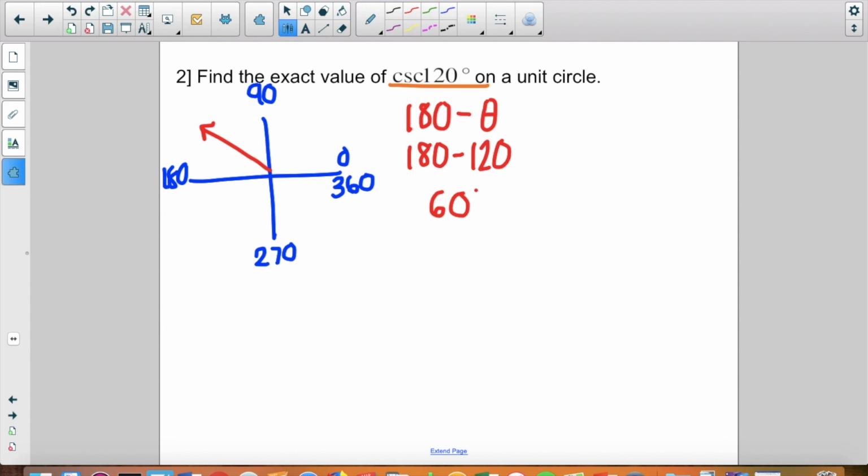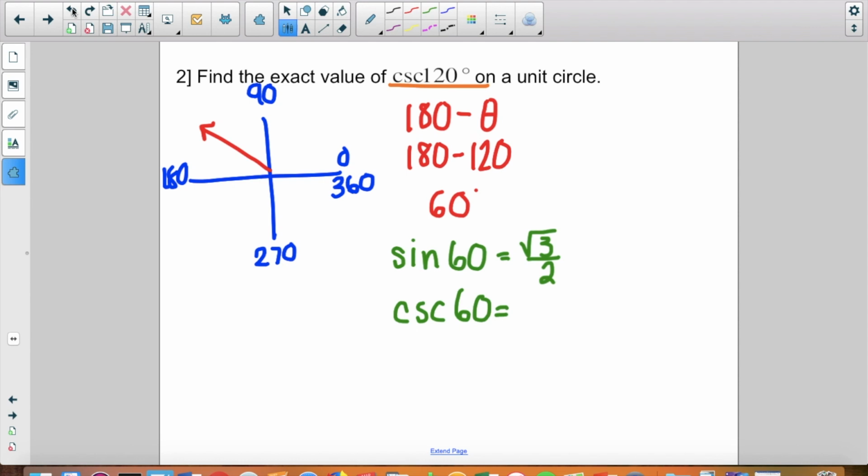Since we have 60 degrees and we're looking for cosecant, cosecant is the reciprocal of sine. So really the only value that matters for us to find right now is the sine of 60. Thinking back to the chart from the beginning, the sine of 60 is radical 3 over 2. That tells us that the cosecant of 60 will be the reciprocal of this, so you just flip them around.